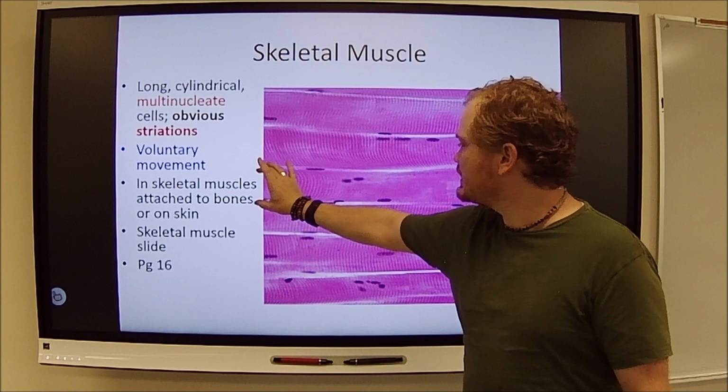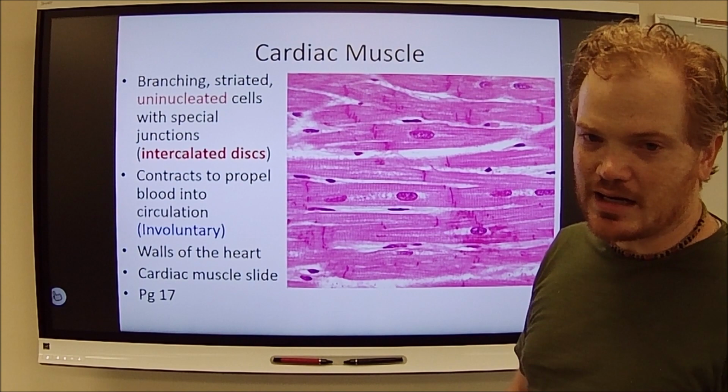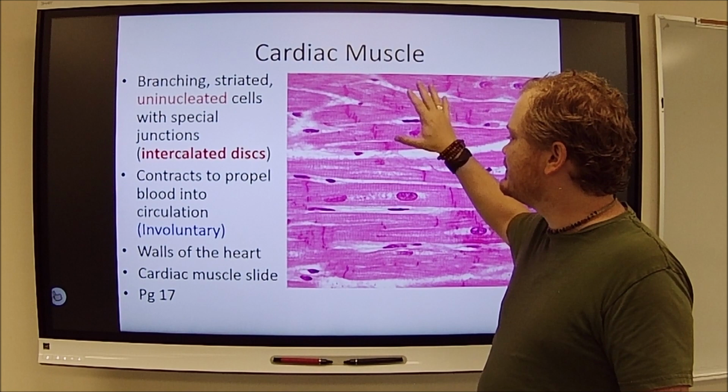So here is one big long cell, and you can see nuclei just all over the place. Okay, they are multinucleated. Skeletal muscle involved in voluntary motion. You choose to use it. Cardiac muscle, by comparison, is a little different. Cardiac muscle, the cells are uninucleated. It is still striated in appearance, but it is involuntary.